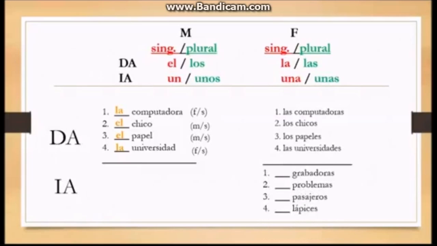At the bottom of number 1, we have grabadoras, which ends in S. The S lets us know that it is plural. Before the S, we have ORA, which lets us know that it is a feminine ending. Keeping in mind that we're using indefinite articles, we're looking for a feminine plural article. Unas is our only option. Unas grabadoras.